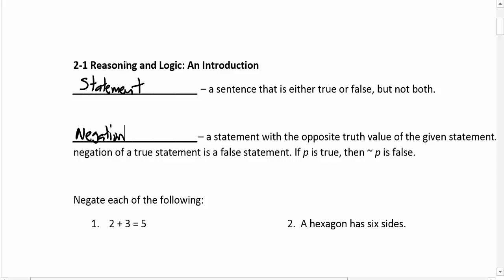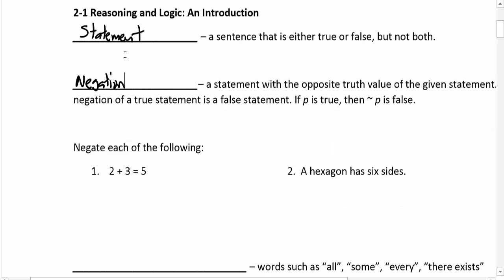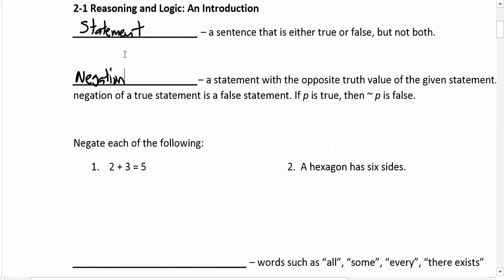Okay, so we're going to look at a couple of examples of what this looks like in a very simple sense. Negate the following: 2 plus 3 equals 5. Again, we're not saying whether we agree with it. Yes, we understand 2 plus 3 is 5. We're saying what is the negation of this statement. So the opposite of 2 plus 3 equals 5 is 2 plus 3 does not equal 5. What is the opposite of a hexagon has 6 sides? That is, a hexagon does not have 6 sides.